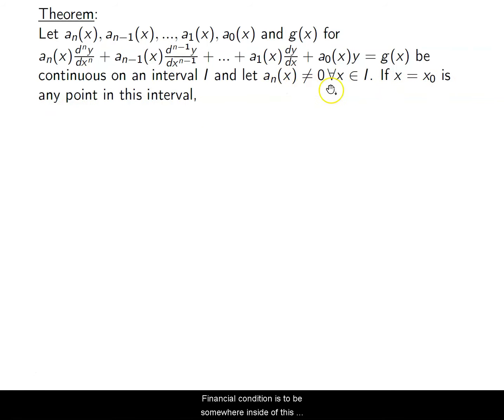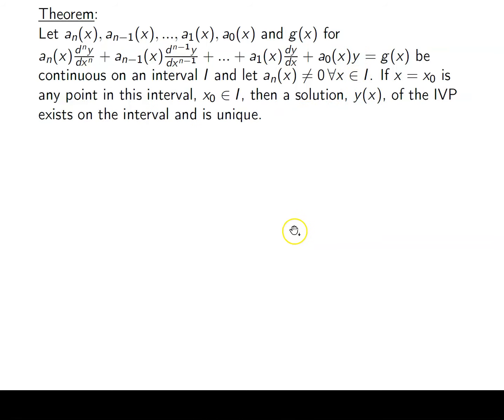So this is my initial condition. My initial condition is picked to be somewhere inside of this interval of continuity and existence for my DE, right? X naught is inside that interval. Then a solution, y of x, right? This function I'm looking for, of this IVP exists on the interval and is unique. So this is our existence and uniqueness theorem for an nth order differential equation.